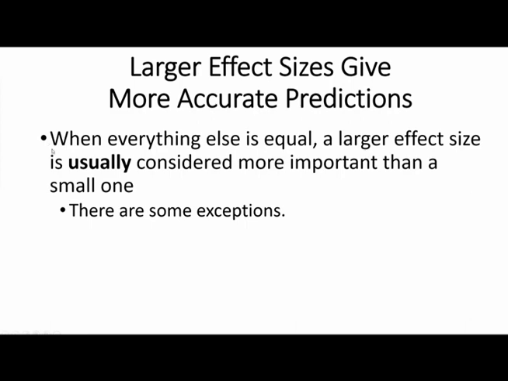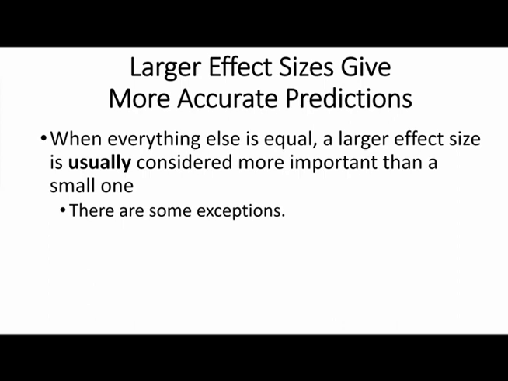So the idea here is that when everything else is equal, so if there isn't anything else weird going on, a larger effect size is usually going to be considered more important than a small one. And now there are going to be some exceptions to this. Because when you hear that, you might think, okay, well then maybe we don't care about small effect sizes. Maybe we can ignore any of our small effect sizes. But think about medical research.